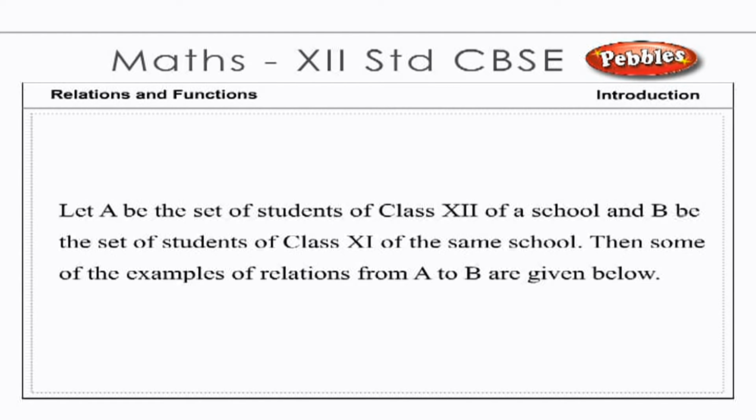Let A be the set of students of class 12 of a school and B be the set of students of class 11 of the same school. Then, some of the examples of relations from A to B are given below.